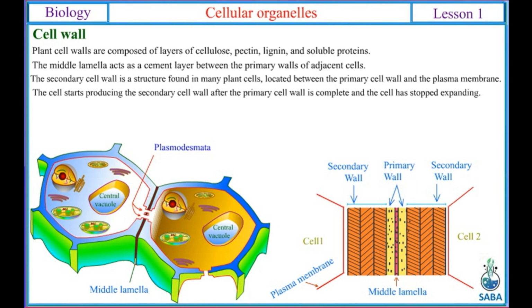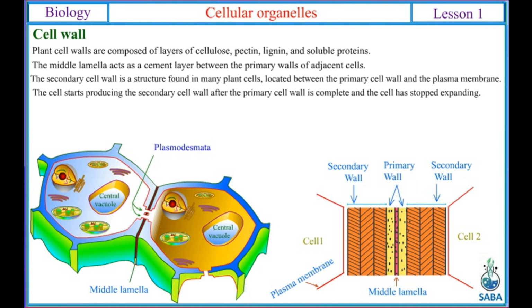Cell wall. Plant cell walls are composed of layers of cellulose, pectin, lignin, and soluble proteins. The middle lamella acts as a sticky layer between the primary walls of adjacent cells. The secondary cell wall is a structure found in many plant cells, located between the primary cell wall and the plasma membrane.